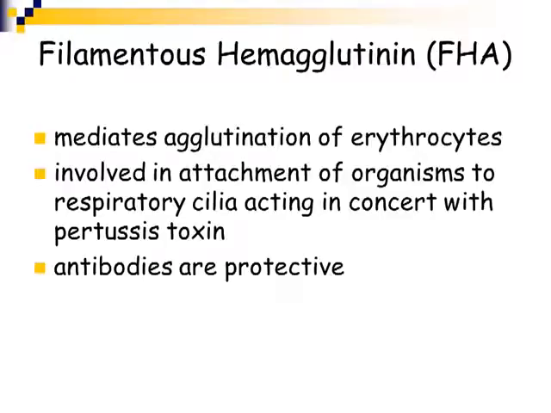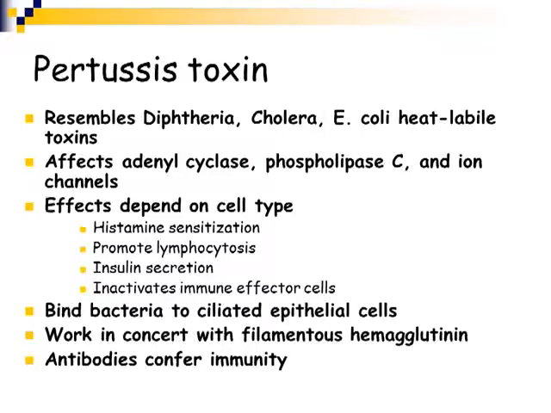So the filamentous hemagglutinin and pertussis toxin, being one of the major virulence factors that Bordetella pertussis produces, work together. FHA allows the organism to attach to the respiratory cilia, and the pertussis toxin starts to destroy the cells in the respiratory tract. And antibodies against FHA, or filamentous hemagglutinin, are protective.